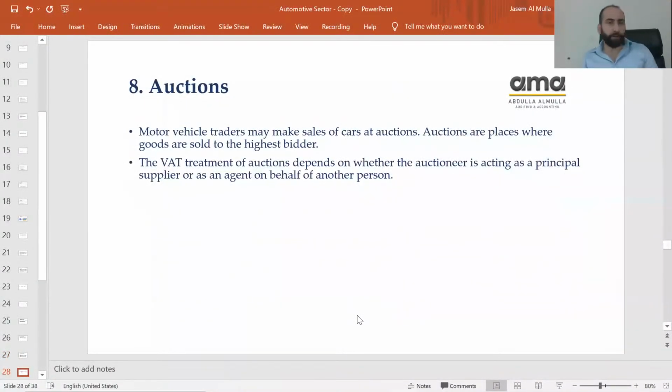Now we have to speak about auctions. A motor vehicle trader may make sales of cars at auction. Auctions are places where goods are sold to the highest bidder. The VAT treatment of an auction depends on whether the auctioneer is acting as a principal supplier or as an agent on behalf of another person.